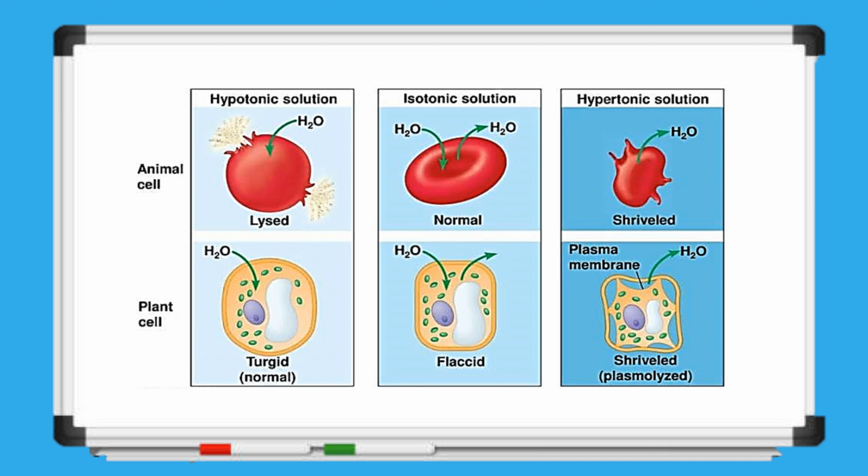In an isotonic solution, red blood cells appear normal with equal movement of water in and out, and plant cells become slightly flaccid. In a hypertonic solution, red blood cells shrink and become crenated as water moves out, and plant cells undergo plasmolysis, with the membrane pulling away from the cell wall due to water loss. This breakdown highlights the role of osmosis in different environments and the importance of water potential in maintaining cell structure and function.